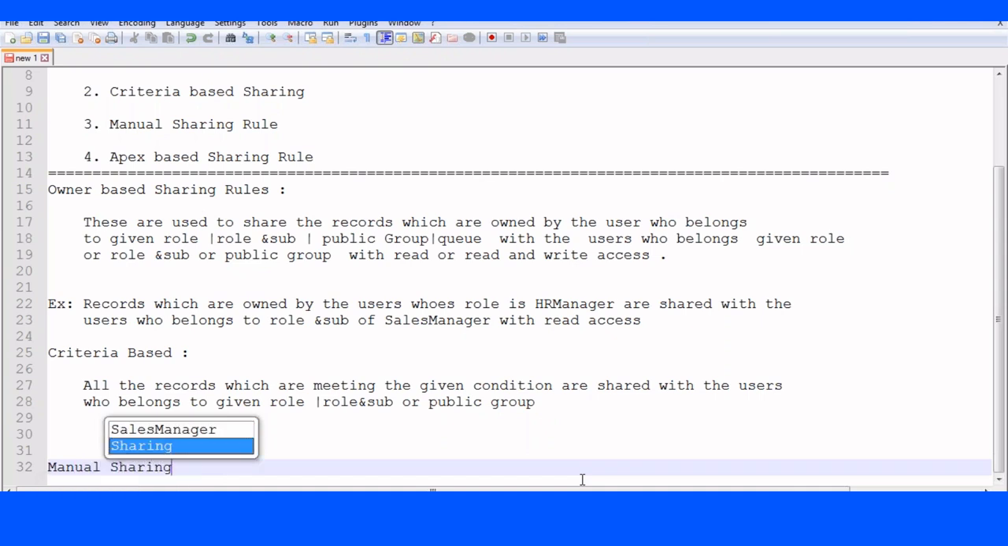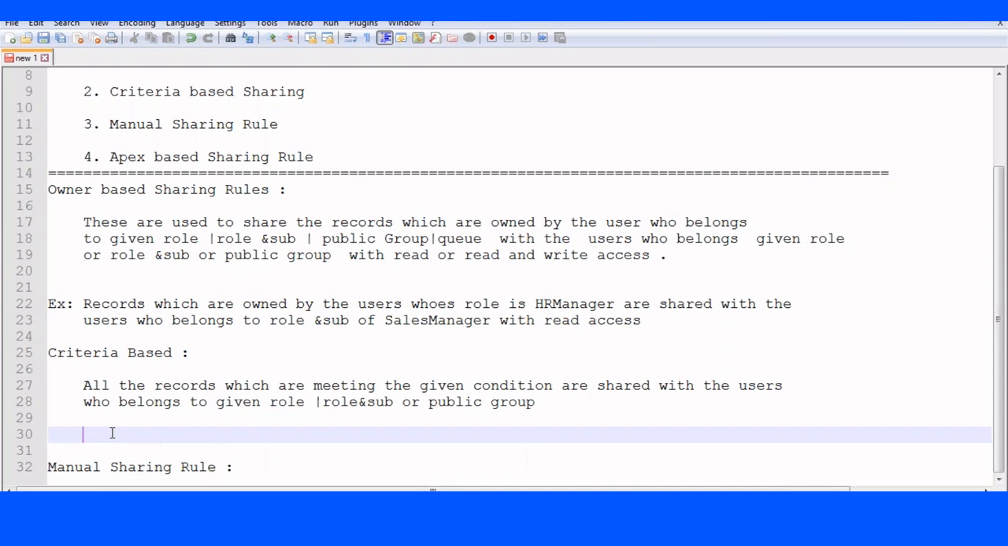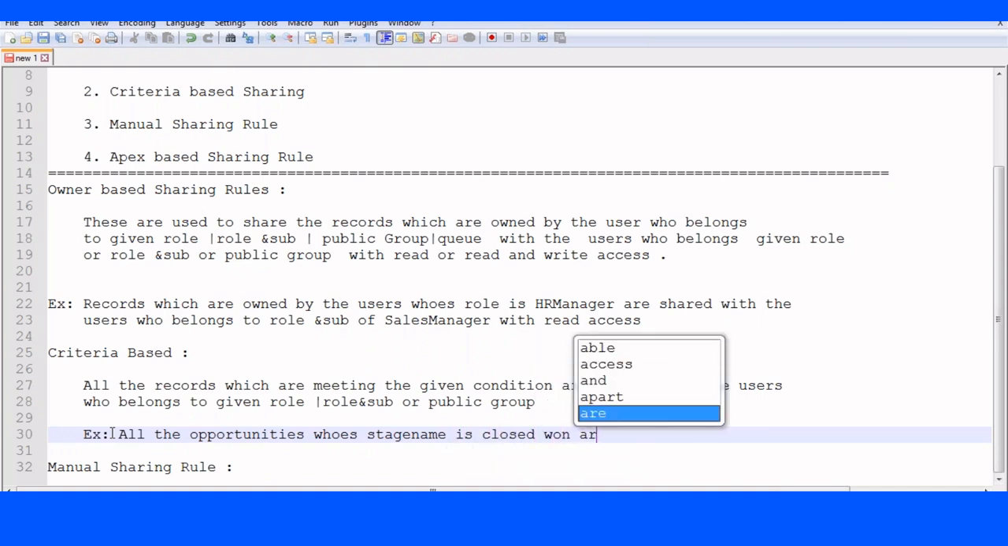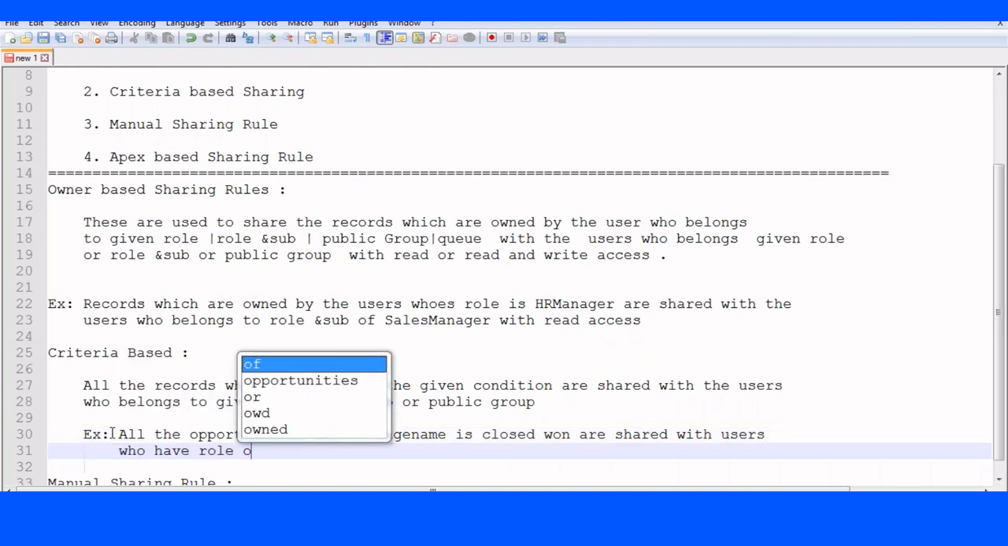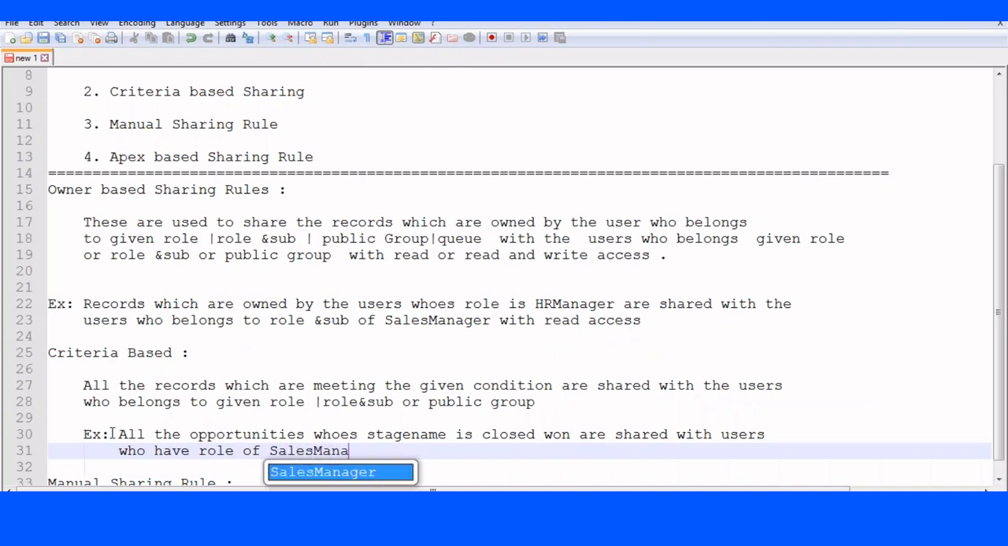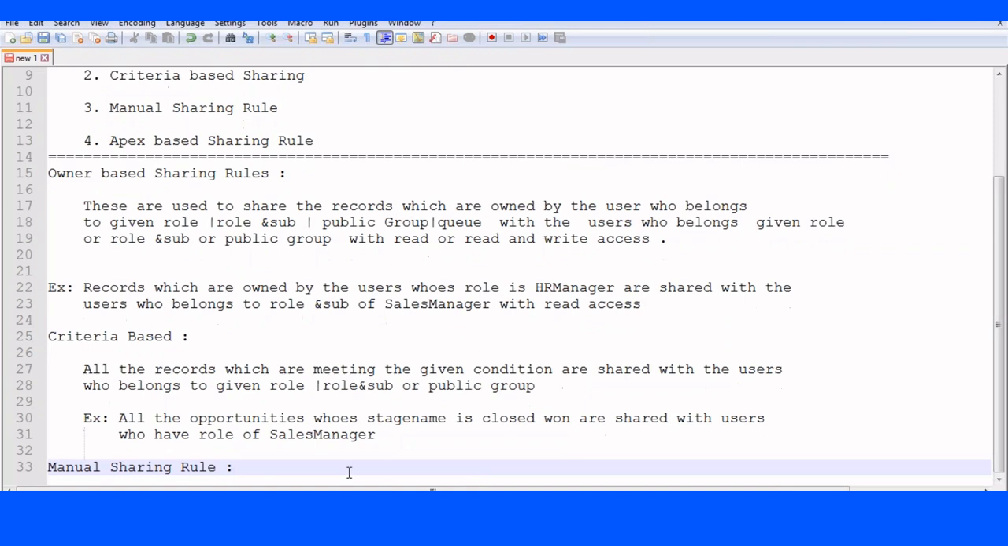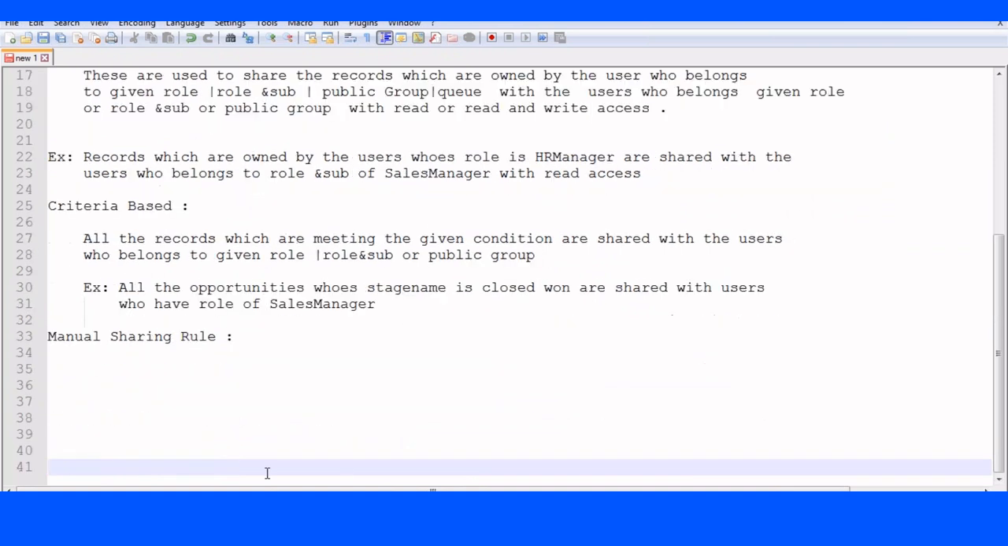You can also give an example here. All the opportunities whose stage name is closed one are shared with the users who have a role of sales manager.